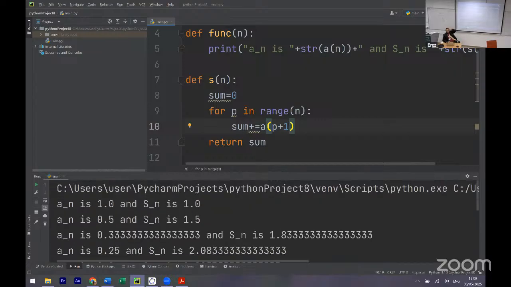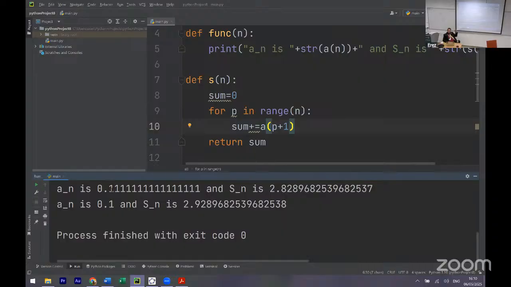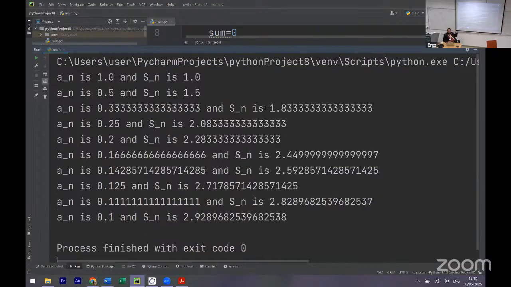So the first element is 1, and the first element of the partial sums is also 1. The next element of the original sequence is half, and the partial sum is the sum of the first two, 1.5. Each time I sum it up, I show the sum. This is the element that I add to the sum. Here, for example, you see I added 0.2, and I get 2.28333.